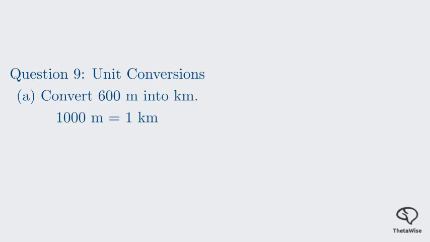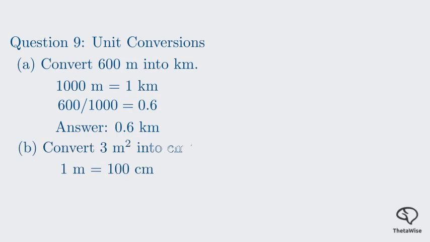In question 9, we are dealing with unit conversions. Part A asks us to convert 600 meters into kilometers. There are 1,000 meters in 1 kilometer. To convert from a smaller unit to a larger one, we divide. 600 divided by 1,000 equals 0.6.